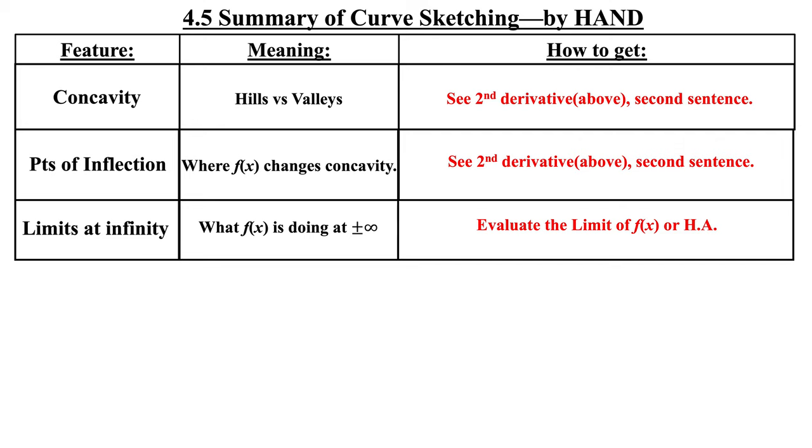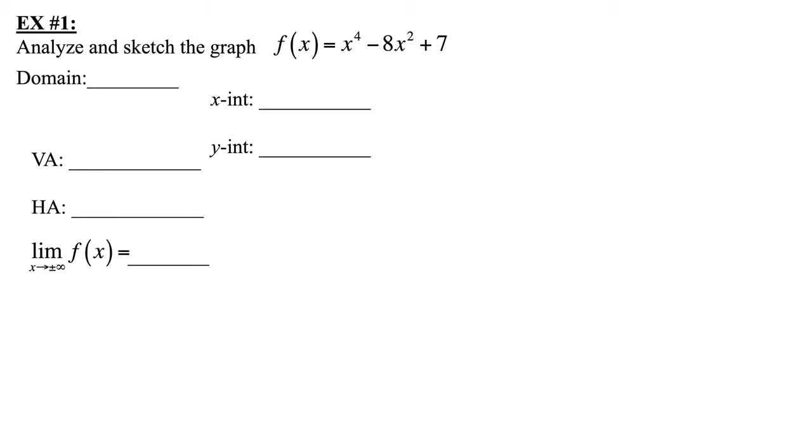All right, so let's look at an example. Analyze and sketch the graph of f of x equals x to the fourth minus 8x squared plus 7. So the first thing we want to do is everything we can possibly do with our original function. The domain, it's a polynomial function, it's all real numbers. Notice that there's going to be no vertical asymptotes because it's not a rational function. There will be no horizontal asymptotes, it's not a rational function. And as the limit of f of x approaches positive or negative infinity, because it's x to the fourth power, right-hand behavior and left-hand behavior will go up because you have a positive x to the fourth.